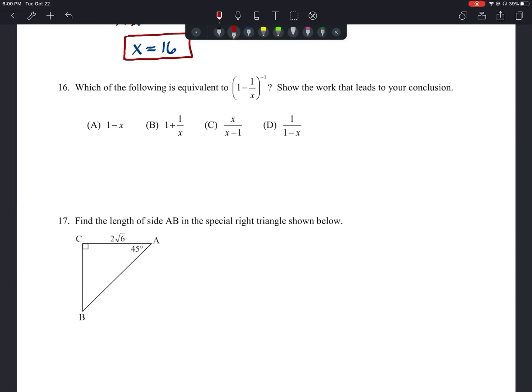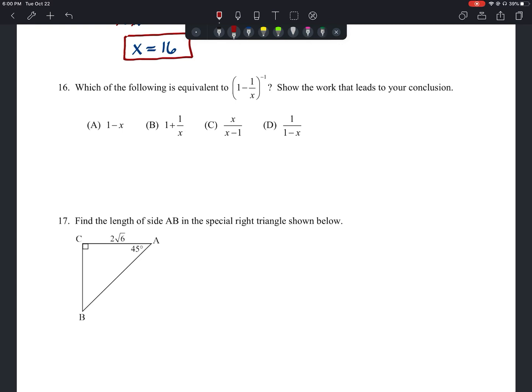All right, problem 16 from worksheet number 7 of chapter 3. Which of the following is equivalent to the quantity of 1 minus the fraction 1 over x, and that whole entire thing is raised to the negative first power? It says, show the work that leads to your conclusion.